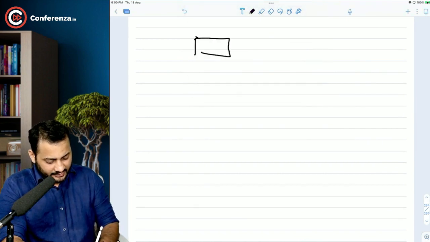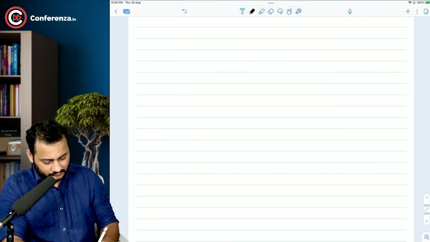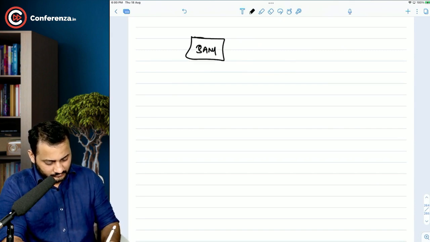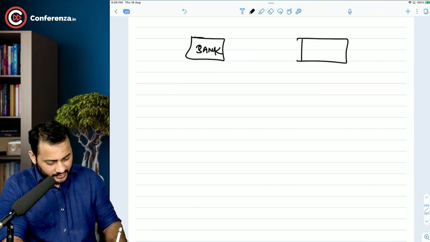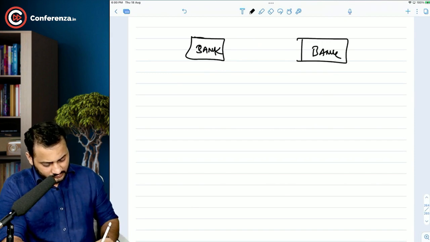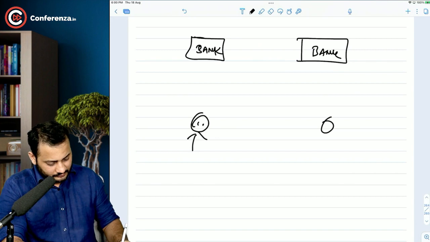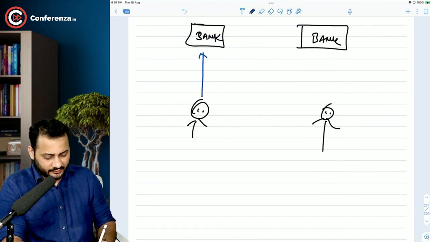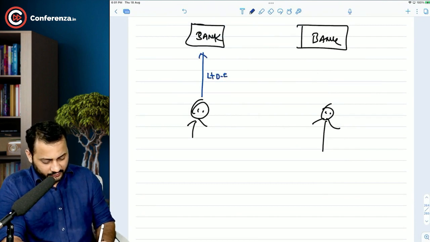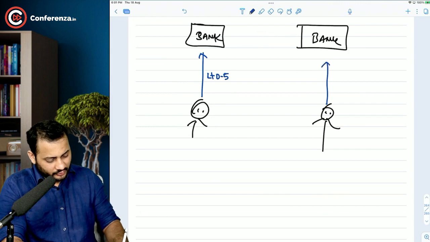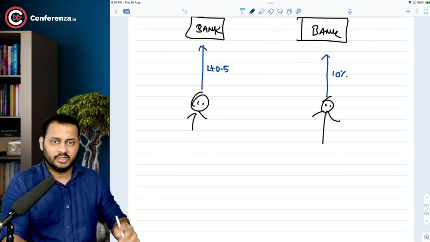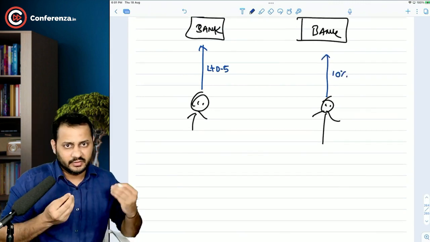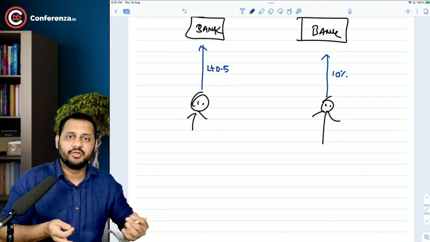Let's say this is a bank. And this is a bank. And this is one party. This is borrower 2. And we have taken a loan from the bank and we are paying LIBOR plus 0.50. This guy has also taken a loan from the bank and he is paying 10%. They have taken their respective loan. Now they want to shift to the other side.